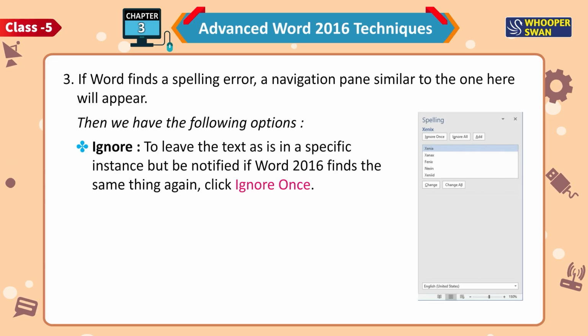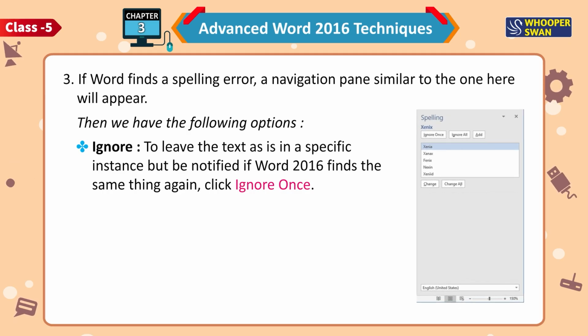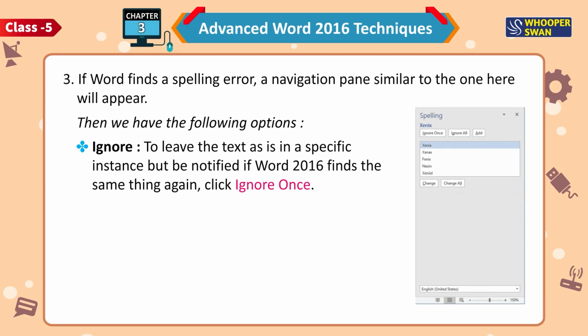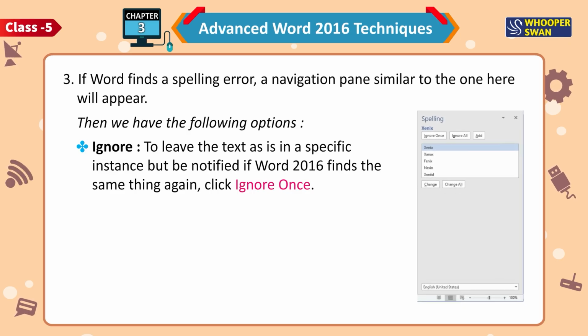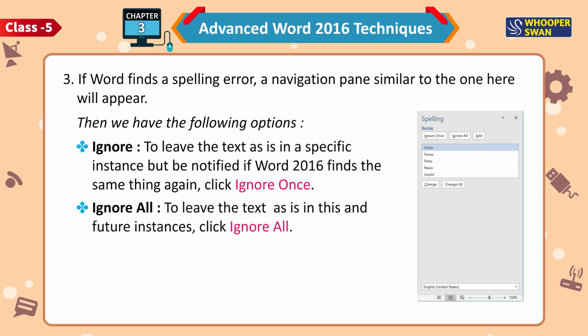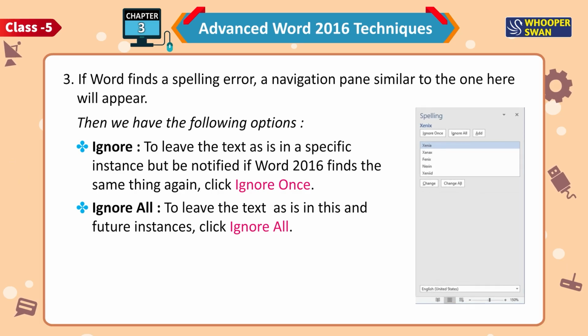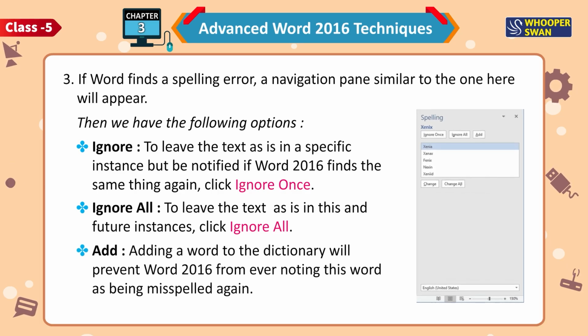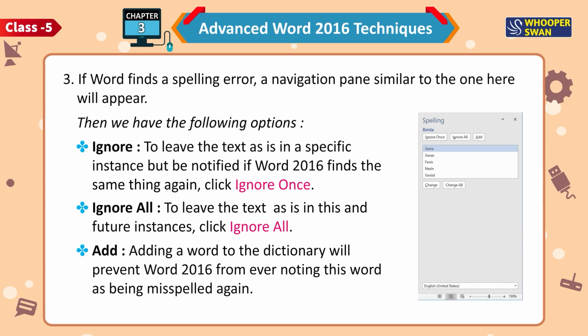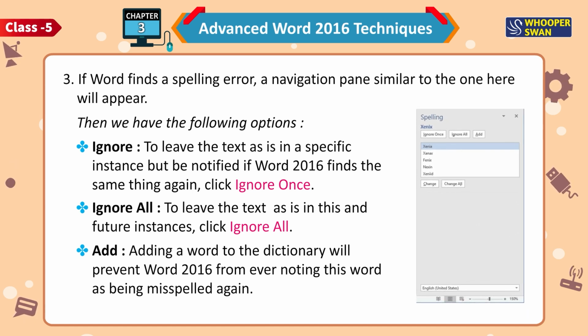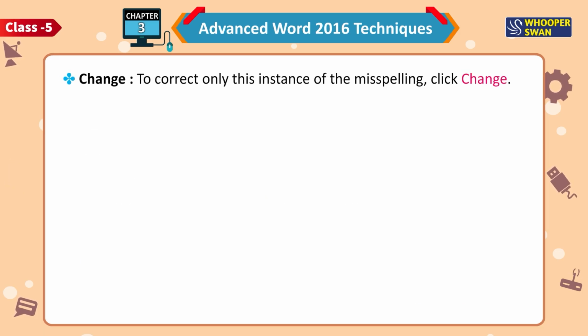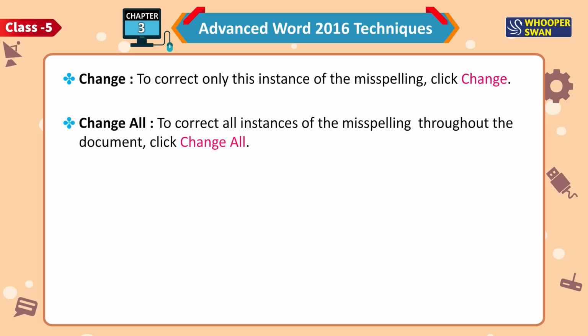Ignore, to leave the text as is in a specific instance but be notified if Word 2016 finds the same thing again, click Ignore once. Ignore all, to leave the text as is in this and future instances, click Ignore all. Adding a word to the dictionary will prevent Word 2016 from ever noting this word as being misspelled again. Change, to correct only this instance of the misspelling, click Change. Change all, to correct all instances of the misspelling throughout the document, click Change all.